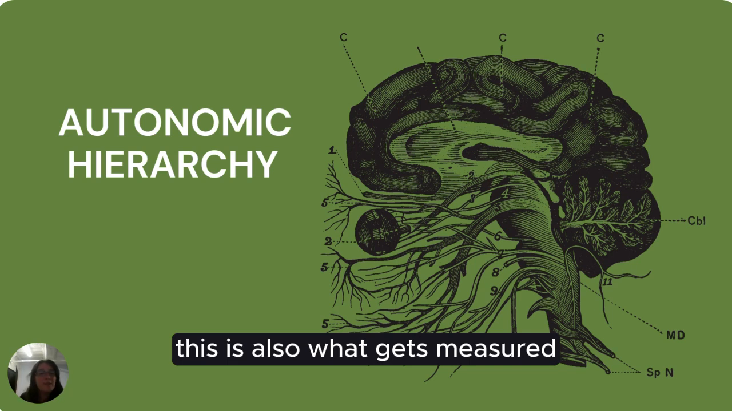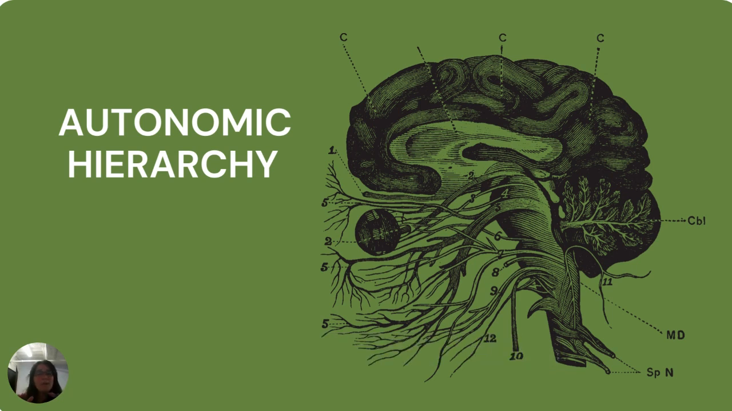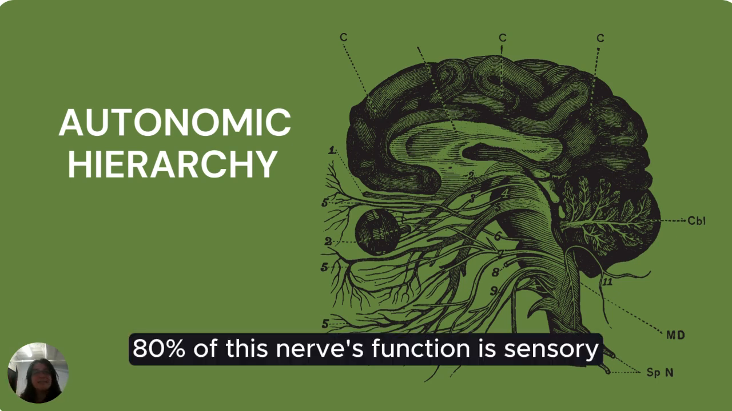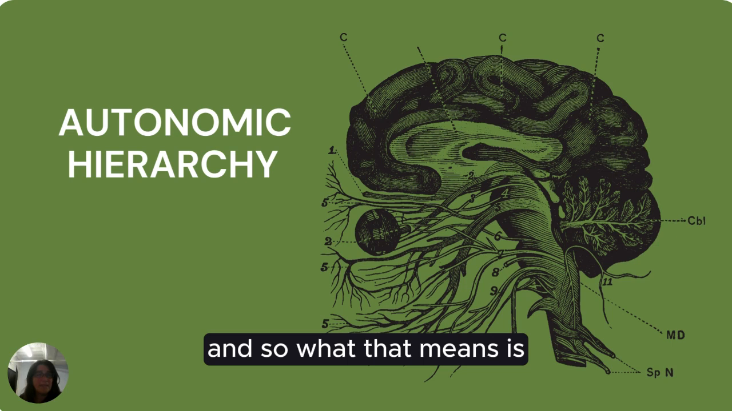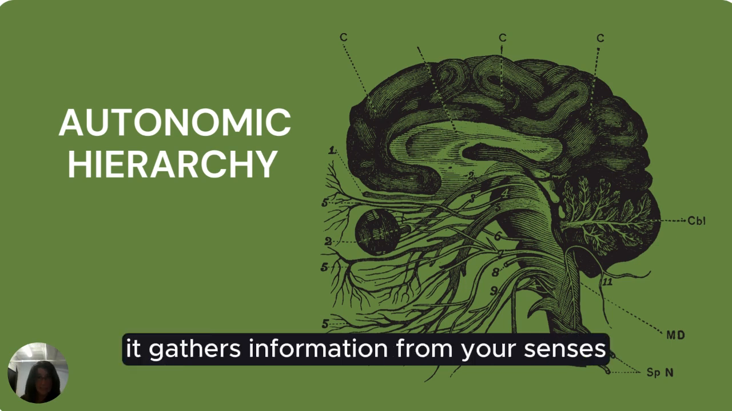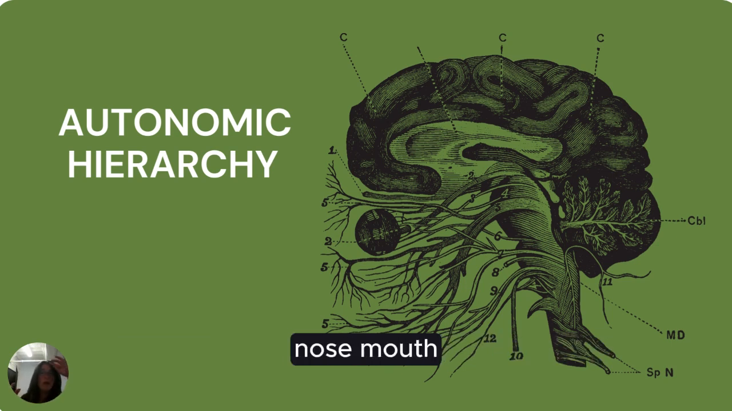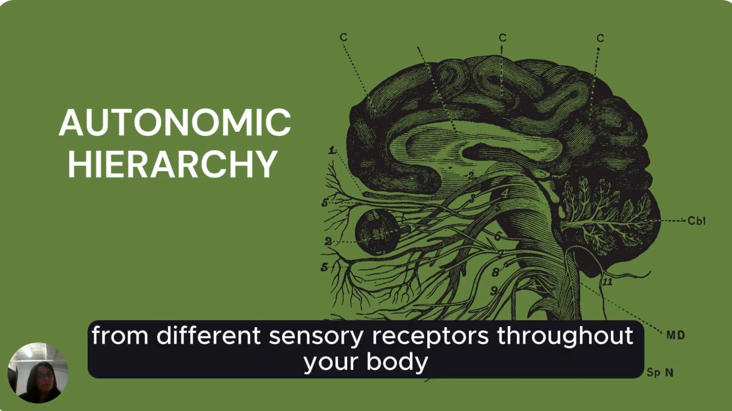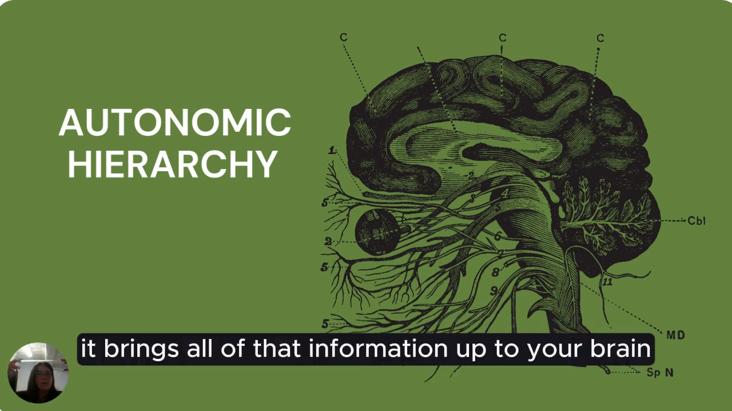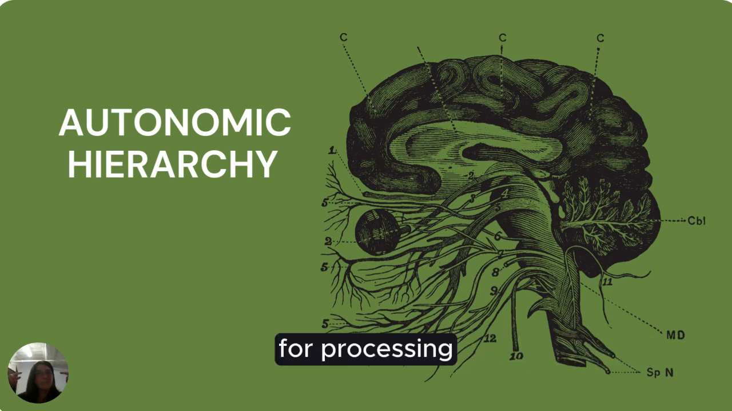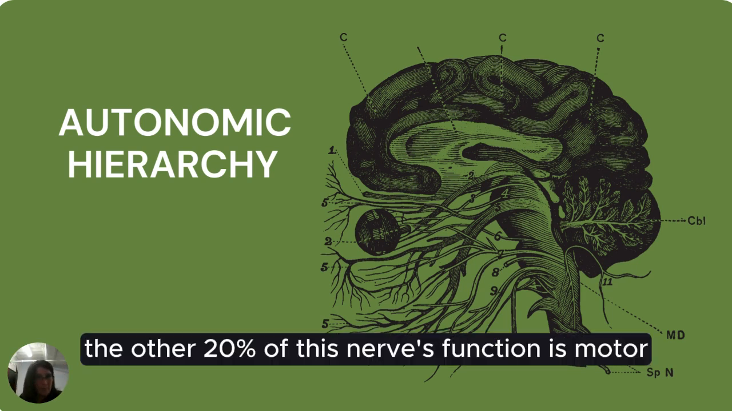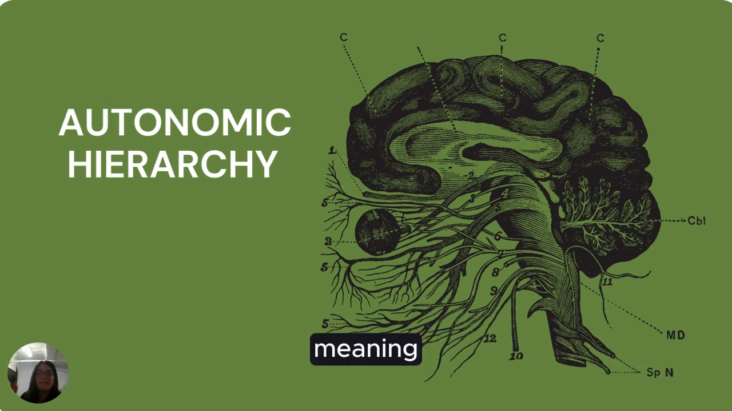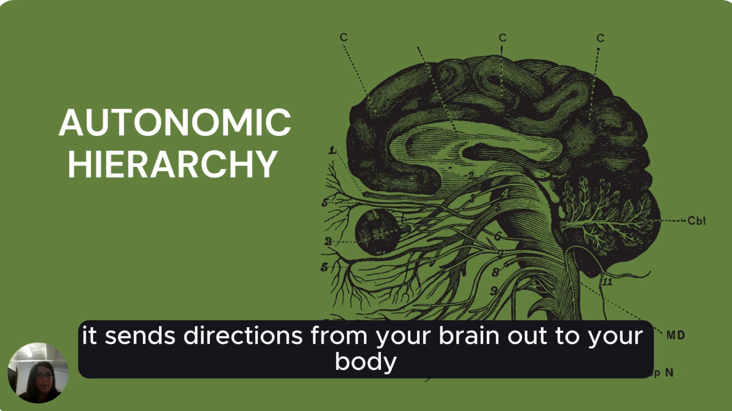This is also what gets measured with heart rate variability, because the job of the vagus nerve, 80% of this nerve's function is sensory. What that means is it gathers information from your senses, so eyes, ears, nose, mouth, and also from different sensory receptors throughout your body. What it does is bring all of that information up to your brain for processing. The other 20% of this nerve's function is motor, meaning it sends directions from your brain out to your body.